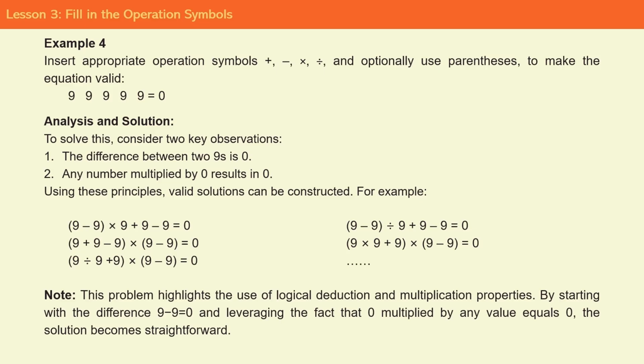This problem highlights the use of logical deduction and multiplication properties. By starting with the difference 9 minus 9 equals 0 and leveraging the fact that 0 multiplied by any value equals 0, the solution becomes straightforward.